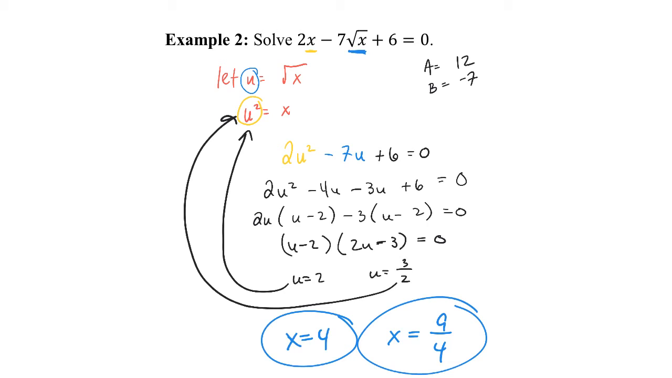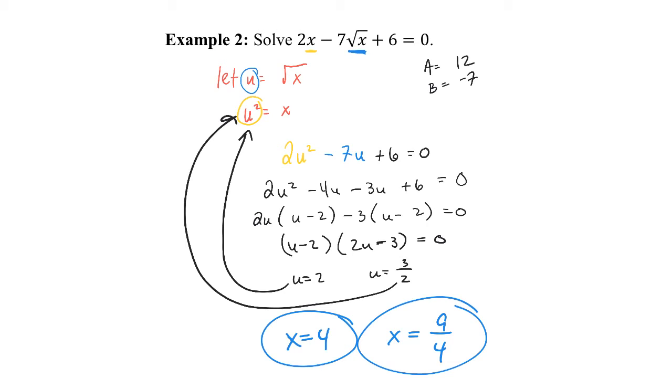Substitute it back into the original one. Yeah, gotta go to the originals here. If I plug a 4 in, I'm going to get 8 minus 14 is -6. -6 plus 6 is 0. Okay, so the 4 works.